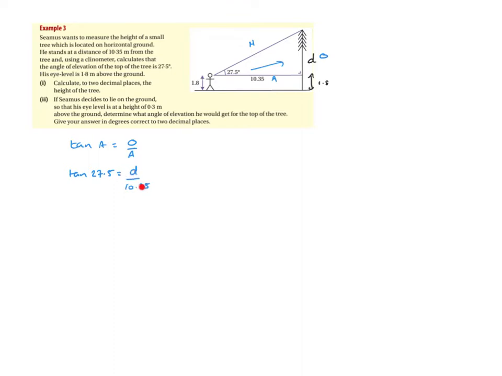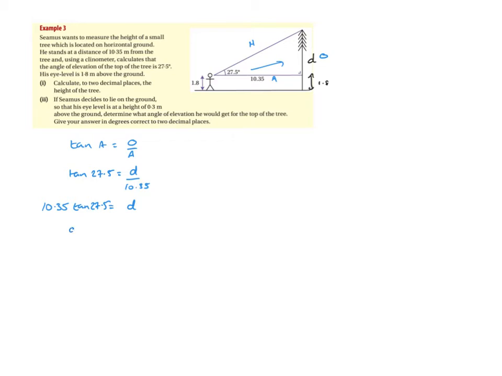I want to get rid of this divide by 10.35, not a bother. So D is equal to, multiplying everything by 10.35, 10.35 multiplied by tan of 27.5. I now have this variable isolated, which means all I have to do is stick this in the calculator and I won't lose any accuracy due to rounding by using so many decimal places.